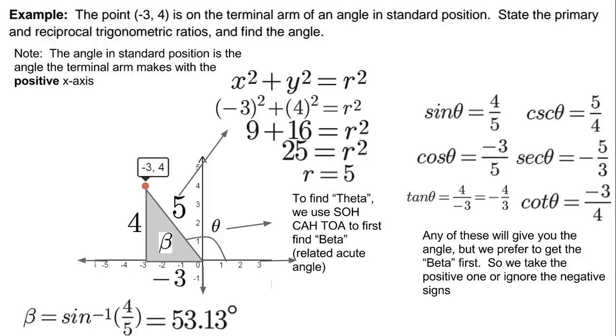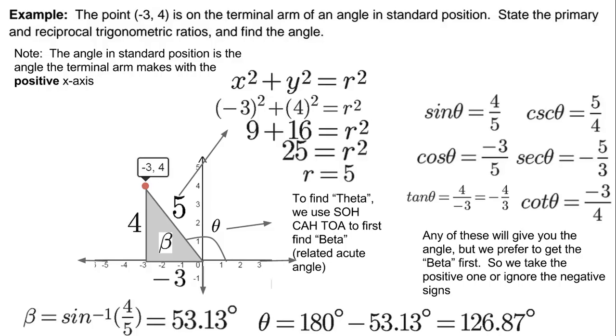We recognize that's not the angle we want. The angle we want is from 180. 180 minus 53, which is 126. Okay? So you don't need to do all of this to actually get the angle, but we're just kind of uncovering this for the understanding to show that all 6 of these are easy to attain if you know where the point is. Okay.